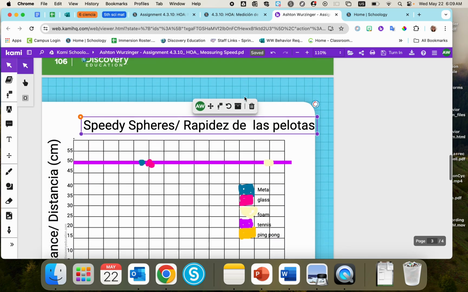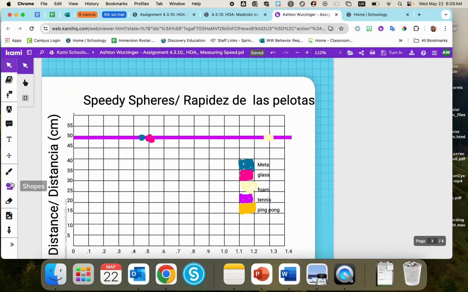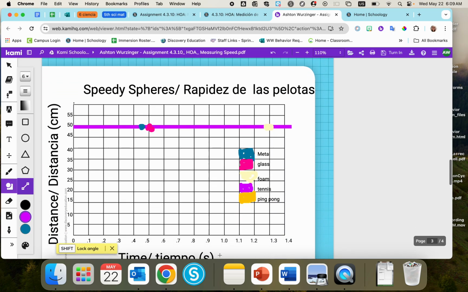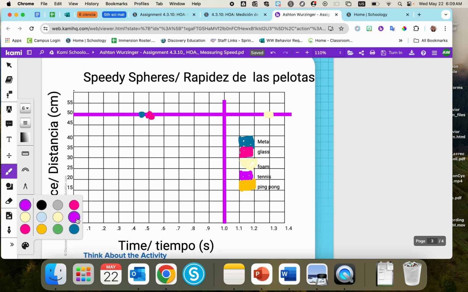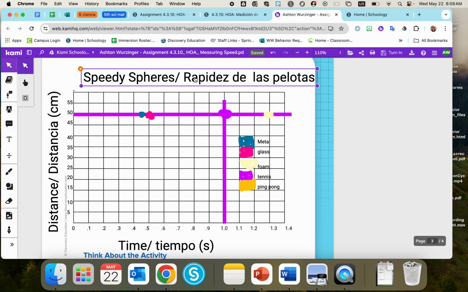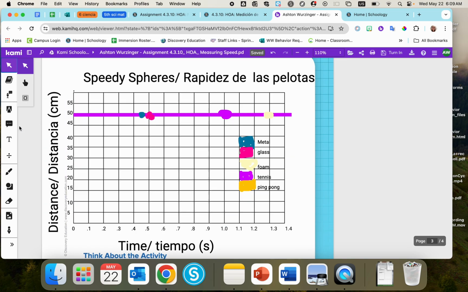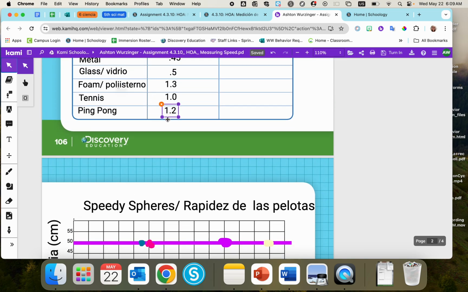Then my tennis ball is 1 second. So I'm coming down here to find my 1 second. Oh, that is 1.1. Where they cross is right here. Now you're not going to see it for a second until I erase all the lines. And my ping pong is 1.2.